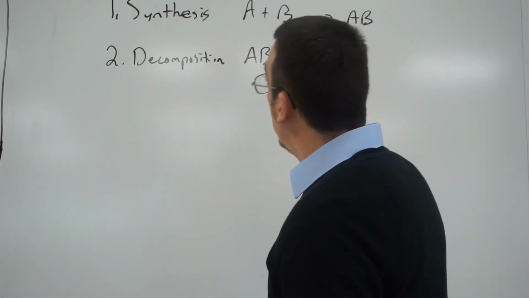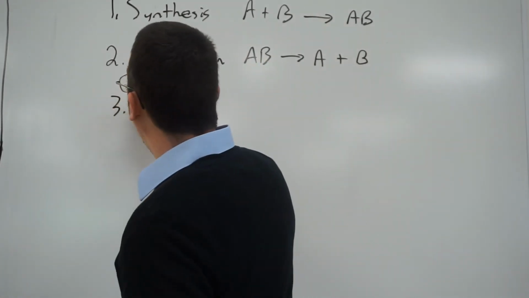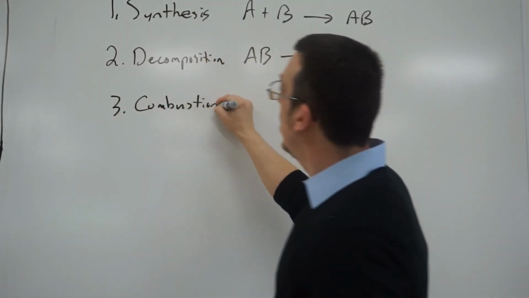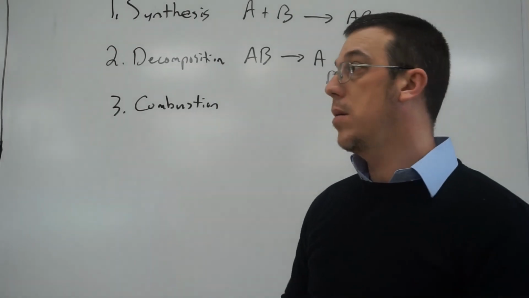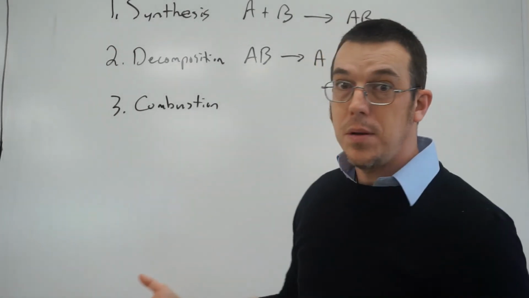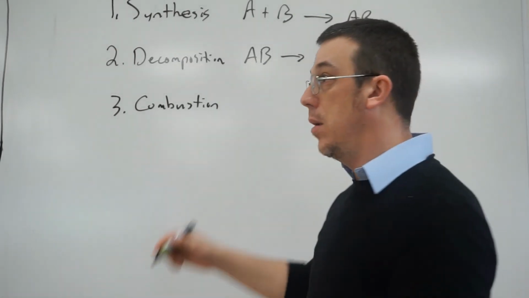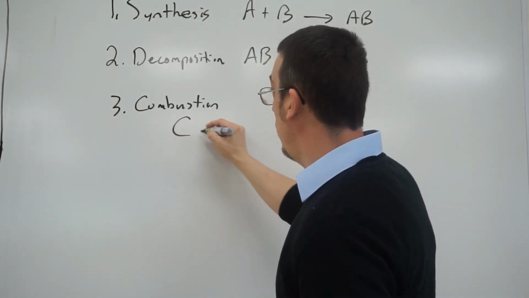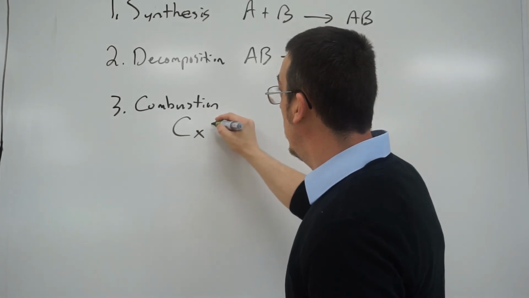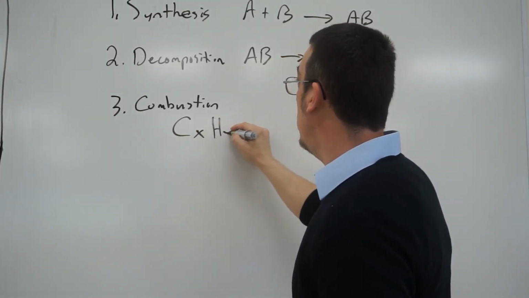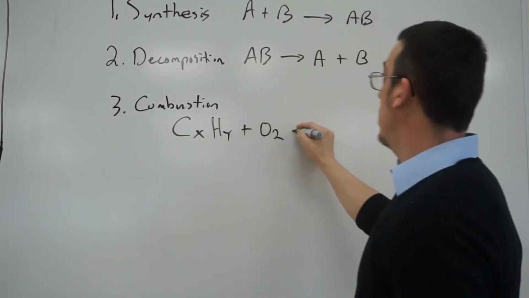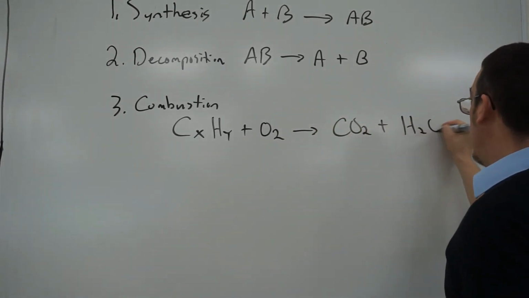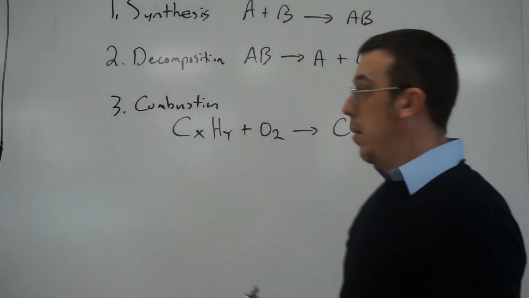There are various types of synthesis and decomposition reactions, but we're not going to focus on that in this video. There's a third type, which is combustion. Combustion reactions are basically where you take a hydrocarbon and you react it with oxygen gas and you produce water and CO2. So the generic formula for a hydrocarbon is CxHy. It's going to react with oxygen gas and it's going to form these two products here.